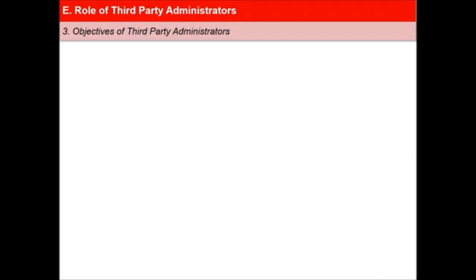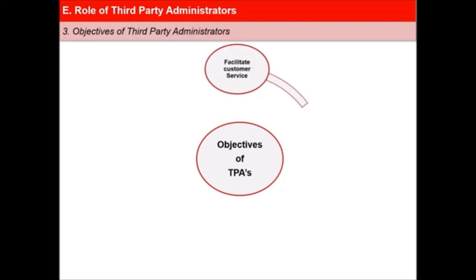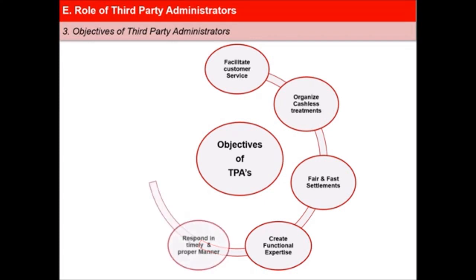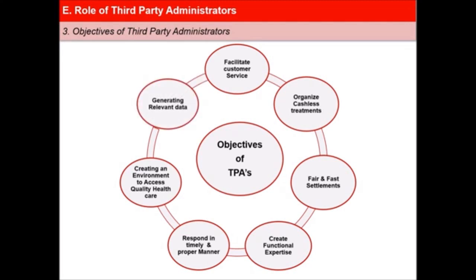The concept of third-party administration in health insurance has been created with the following objectives: to facilitate service to a customer of health insurance in all possible manners at the time of need, to organize cashless treatment for the insured patient at network hospitals, to provide fair and fast settlement of claims to the customers based on the claim documents submitted and as per procedure and guidelines of the insurance company, to create functional expertise in handling health insurance claims and related services, to respond to customers in a timely and proper manner, to create an environment where the market objective of an insured person being able to access quality healthcare at a reasonable cost is achieved, and to help generate or collate relevant data pertaining to morbidity, costs, procedures, length of stay, etc.